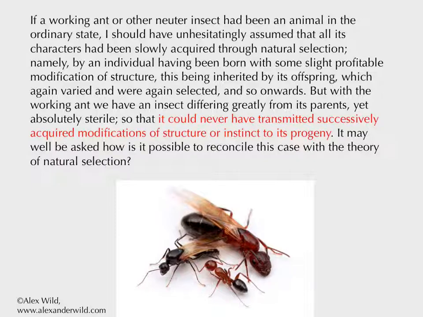Okay, who can explain this? What's he saying? What's the problem here? Well, the main idea of natural selection is that you pass it on to your offspring, and ants with different castes are completely different from their parents. The worker ants from the queen ants.